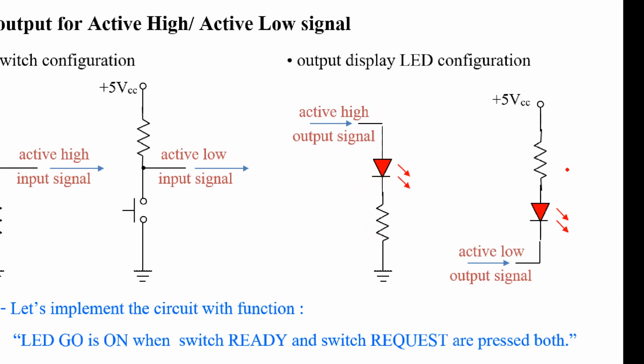But how about this one? I connect 5 volt here, right? If you want to make this LED turn on, what should you apply? You should apply 0 volt, right? Because if you apply 5, it's the same potential, there is no current. But if you apply 0 here, the current will flow from 5 to 0, and that makes this LED turn on. So the LED will turn on when you apply 0 volt here. So it's an active low output signal.